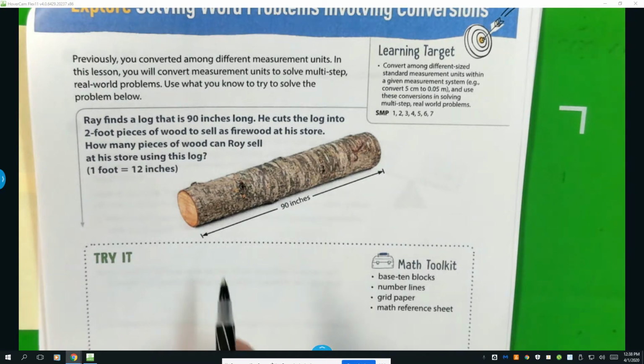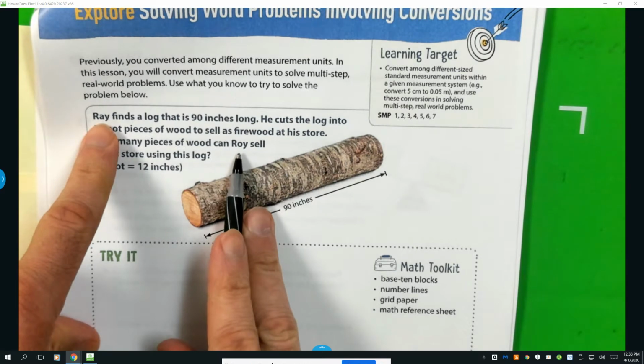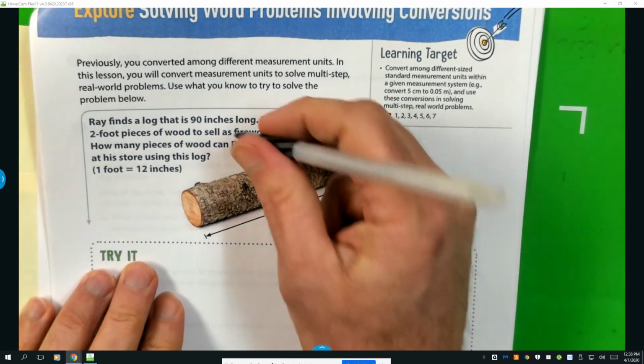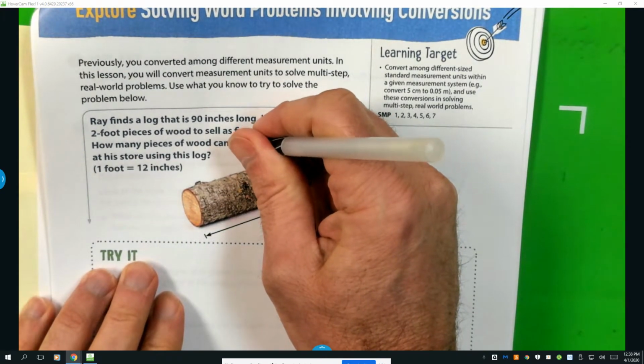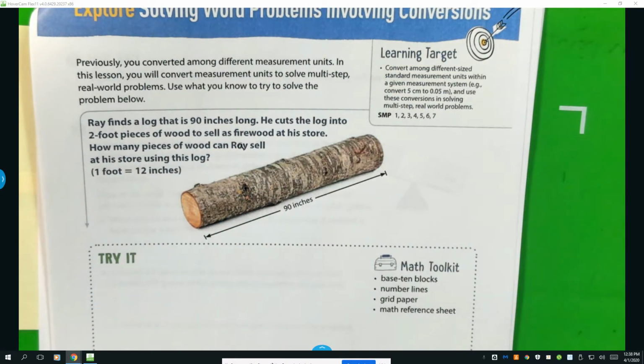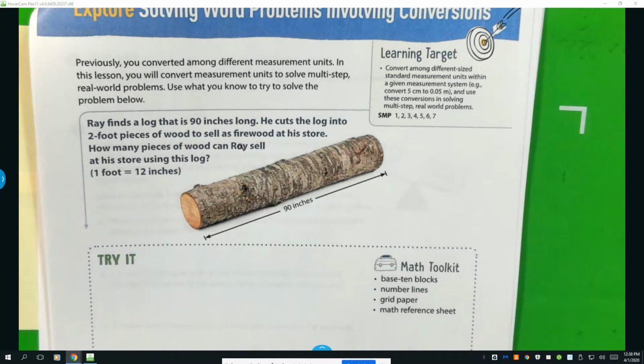So apparently we have two different people because we have Ray and we have Roy. I'm assuming they're going to mean Ray, but I'm not sure. Maybe we have a different store owner in this problem. I don't know. So where do we start?